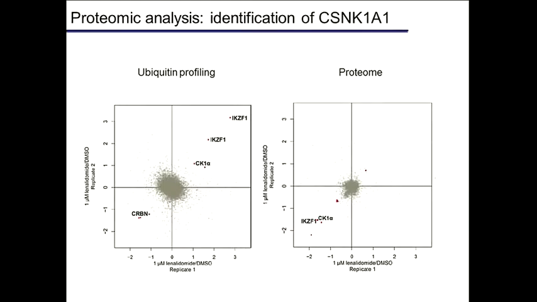So we went back to our proteomics. Our previous proteomic studies were done in a MM1S multiple myeloma cell line. We redid this in an AML cell line, a myeloid cell line, to see if there were different targets. We actually picked up IKZF1 again, but we picked up a new target, casein kinase 1 alpha, that had increased ubiquitination and decreased protein abundance following treatment with lenalidomide. So we thought maybe that would be a new target that would be relevant to del(5q) MDS.